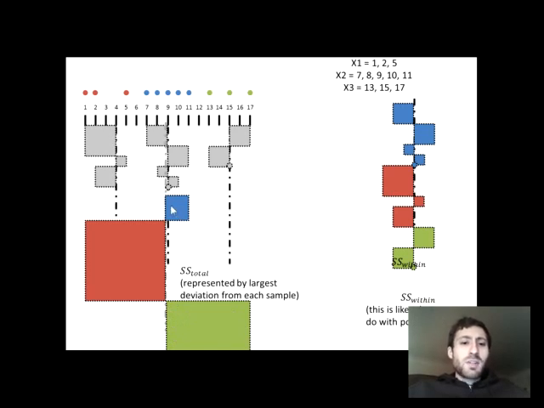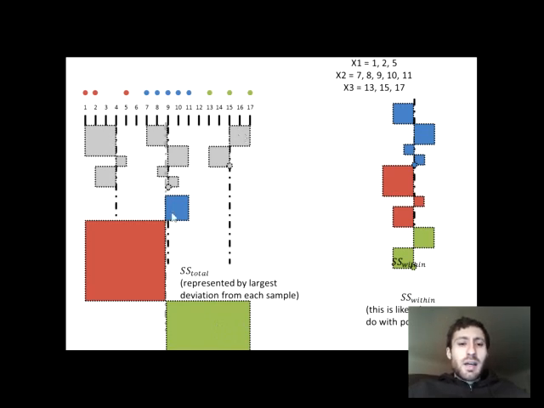So I've taken, what's the largest deviation from this sample? Well, that would be this one, right? That's the farthest from this mean here. And this is the largest deviation from the mean and from this sample, right? That corresponds to this score, this initial square. And then I have a square that represents the largest deviation from the mean in the green sample.